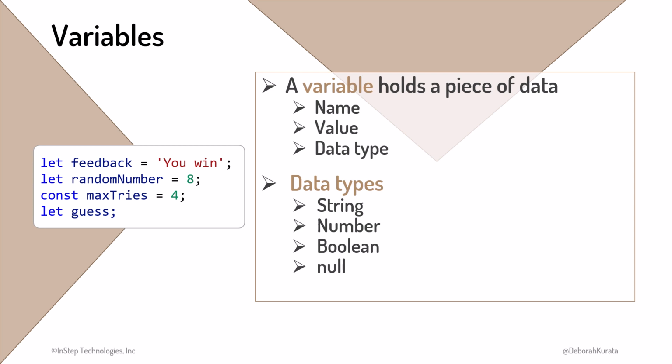Null is the absence of a value. We can assign a variable to null if we want to clear its value. And undefined is the value of a variable that has been declared but not assigned a value. In this example, guess has a value of undefined because it has not yet been set equal to anything.